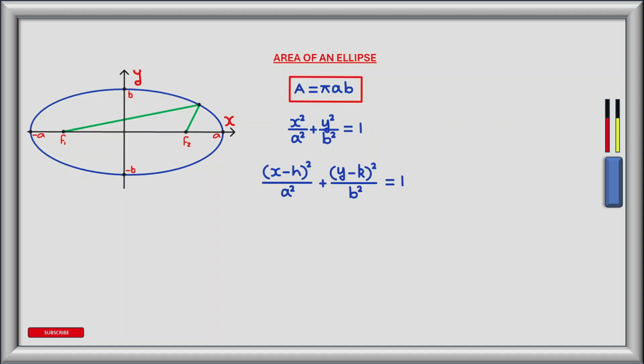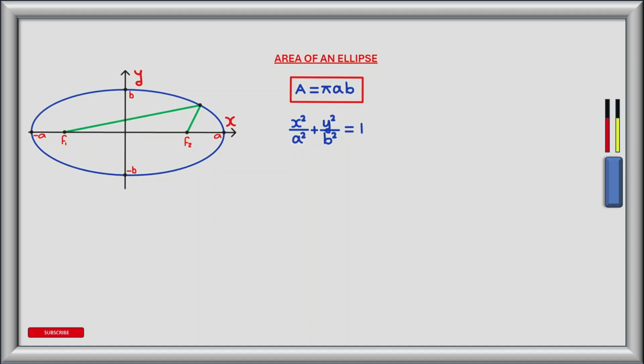One further point to note about the equation of an ellipse is that if the ellipse is centered at some point other than x equals 0 and y equals 0, so let's say where x equals h and y equals k, then its equation is x minus h all squared divided by a squared plus y minus k all squared divided by b squared is equal to 1.